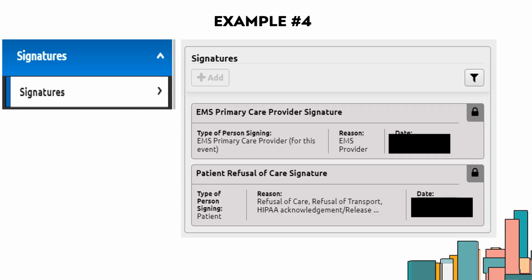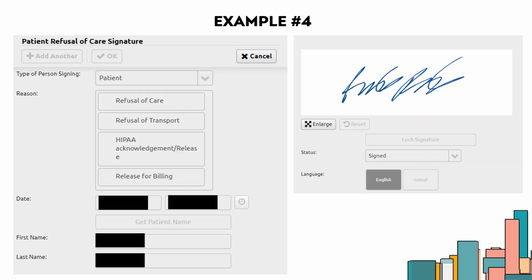As it pertains to the signatures, the EMS provider signed it, as well as the patient, and the patient refused care, refused transport, but allowed for the HIPAA and the release form. So, for the patient itself, it's always important to make sure when they sign off that you get the refusal of care, refusal of transport, the HIPAA acknowledgement, and release for billing in the reasons. Always date and timestamp when they signed it, type in their first and last name, and make sure they get a signature.